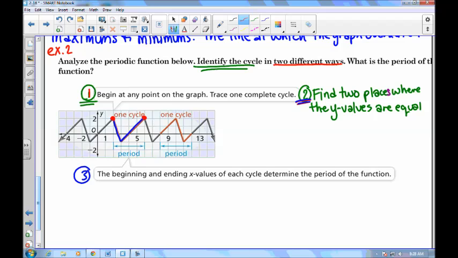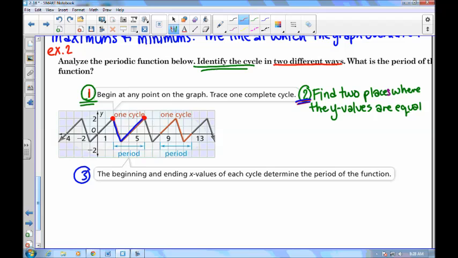So that's a second way to find the cycle. Your homework asks you to identify it in 2 different ways. So these are the 2 different ways. I hope you've written them down. Now there's one more question. It said, what is the period of the function?